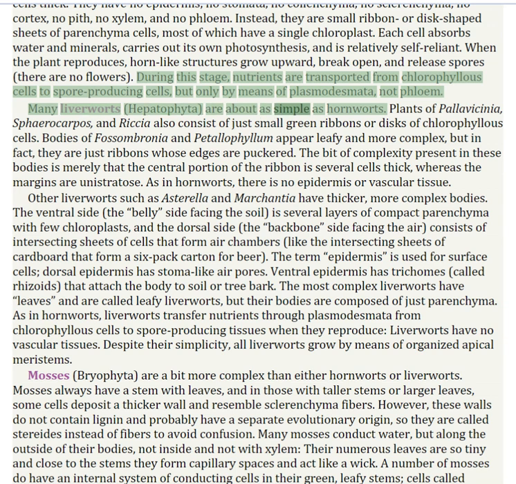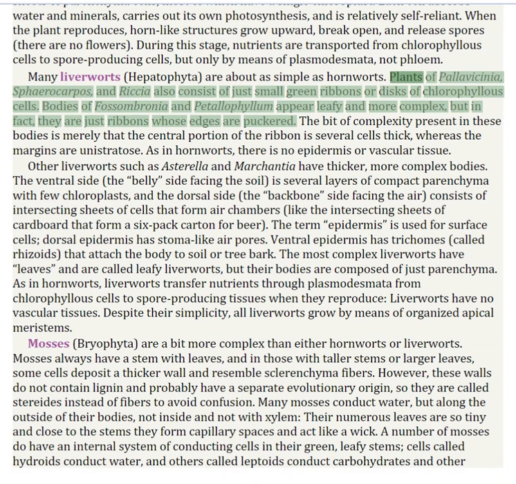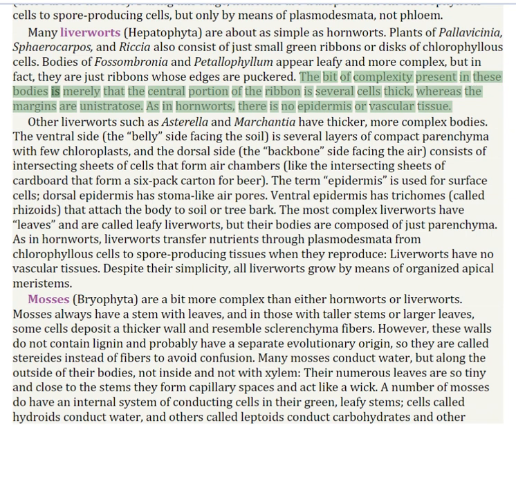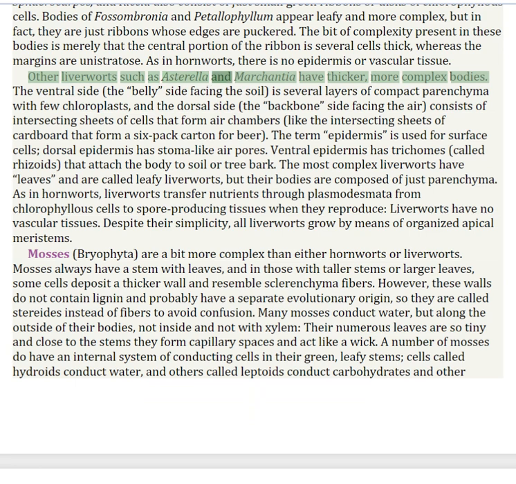Many liverworts are about as simple as hornworts. Plants of Palavicinia, Sphaerocarpos, and Riccia also consist of just small green ribbons or discs of chlorophyllous cells. Bodies of Fossambronia and Petalophyllum appear leafy and more complex, but in fact, they are just ribbons whose edges are puckered. The bit of complexity present in these bodies is merely that the central portion of the ribbon is several cells thick, whereas the margins are unistratose. As in hornworts, there is no epidermis or vascular tissue. Other liverworts such as Asterella and Marchantia have thicker, more complex bodies.